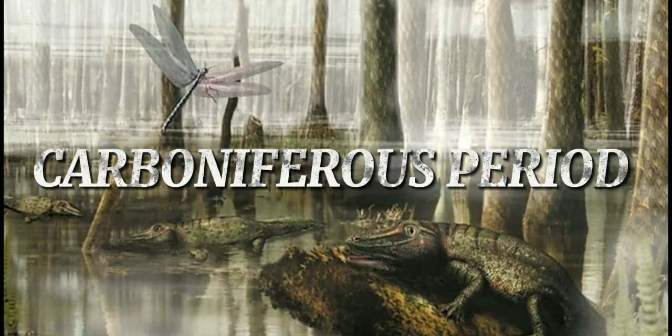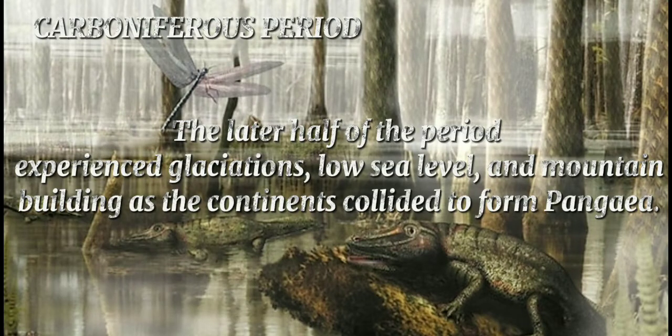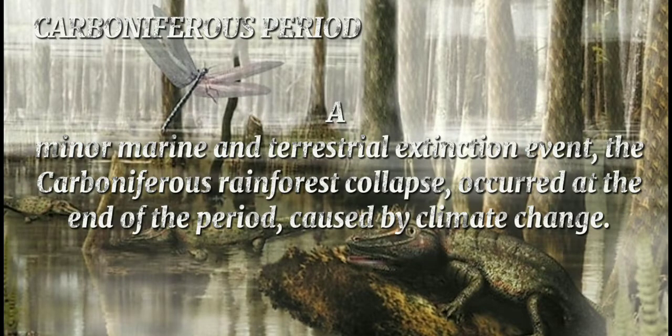In Carboniferous, the later half of the period experienced glaciations, low sea level, and mountain building as the continents collided to form Pangaea, and a minor marine and terrestrial extinction event. The Carboniferous rainforest collapse occurred at the end of the period, caused by climate change.